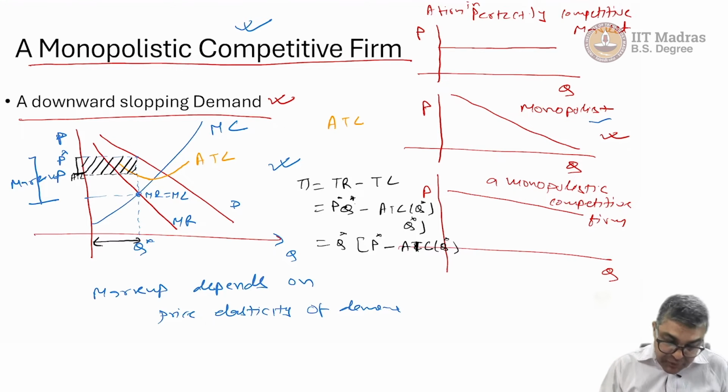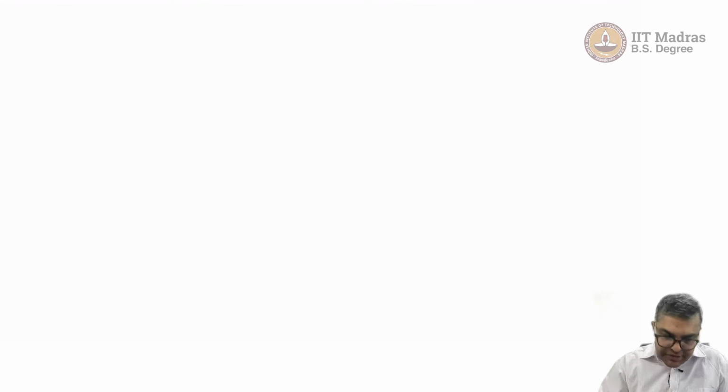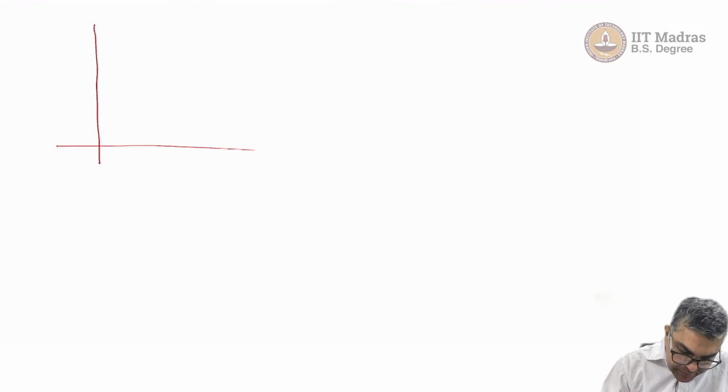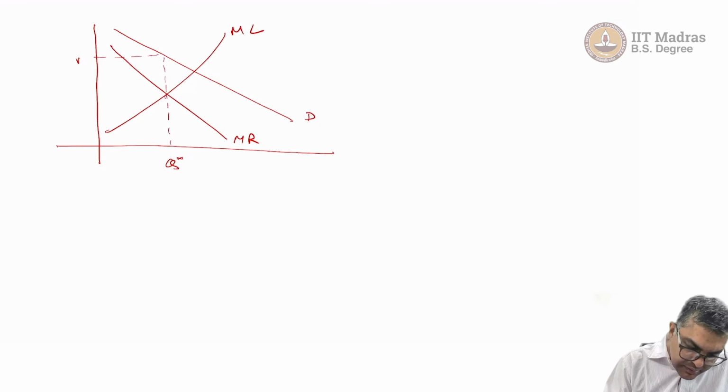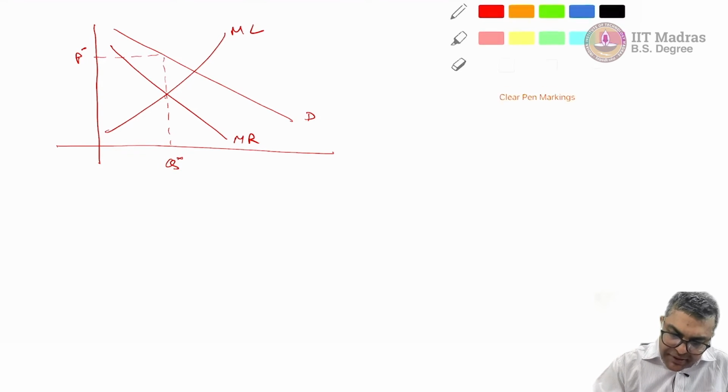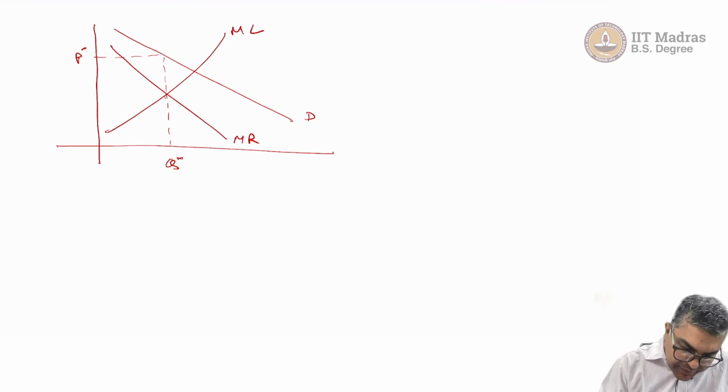But this could very much have been a loss. So let us look at the scenario in which there is a loss. This is of course the demand curve, marginal revenue curve, marginal cost curve, and this is Q star, and this is P star, and it so happens that the average total cost is like this.